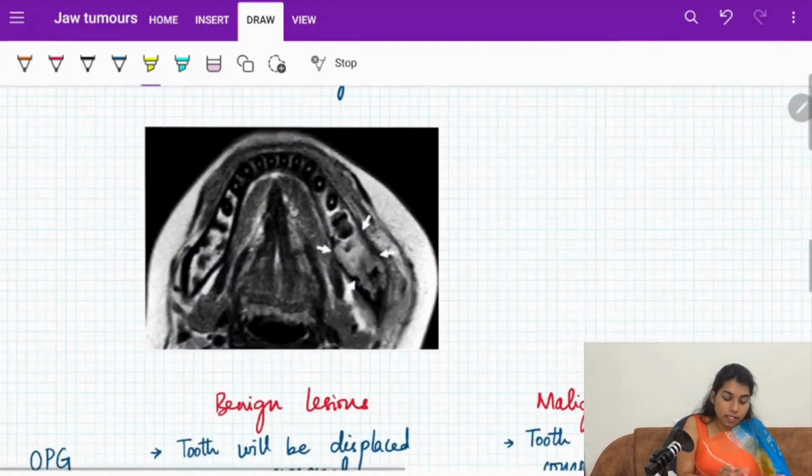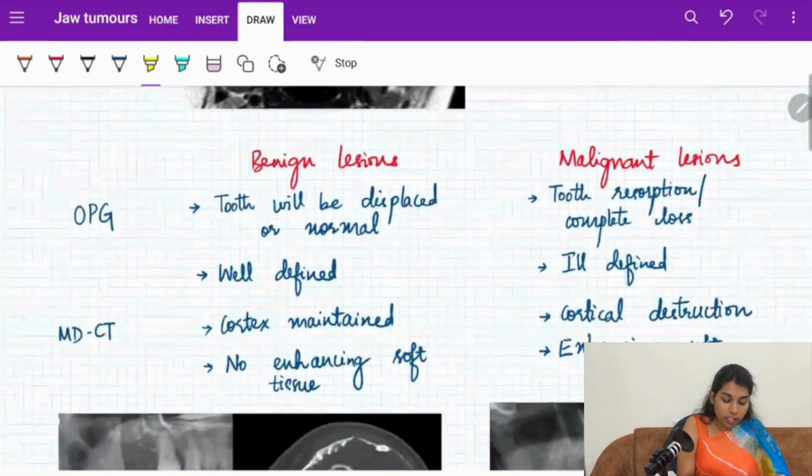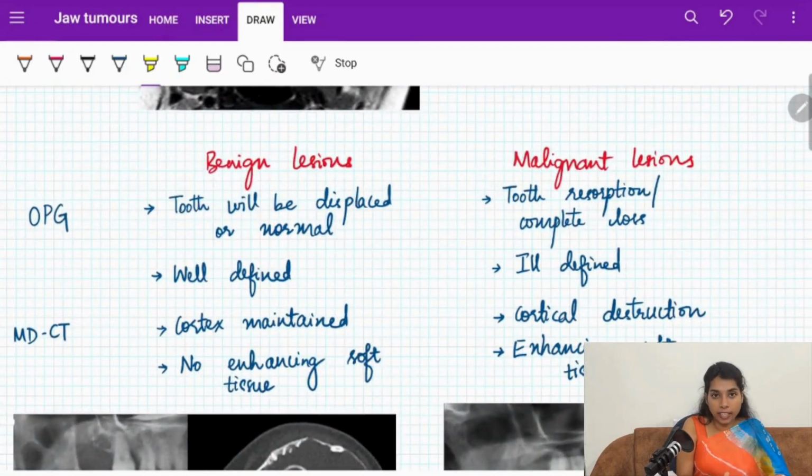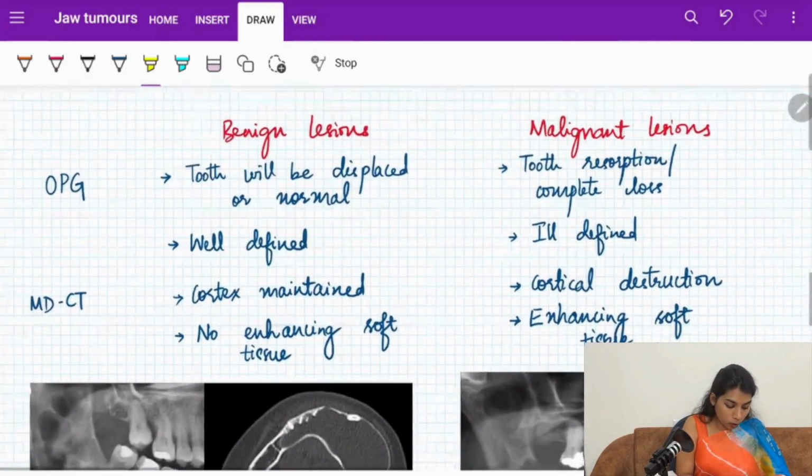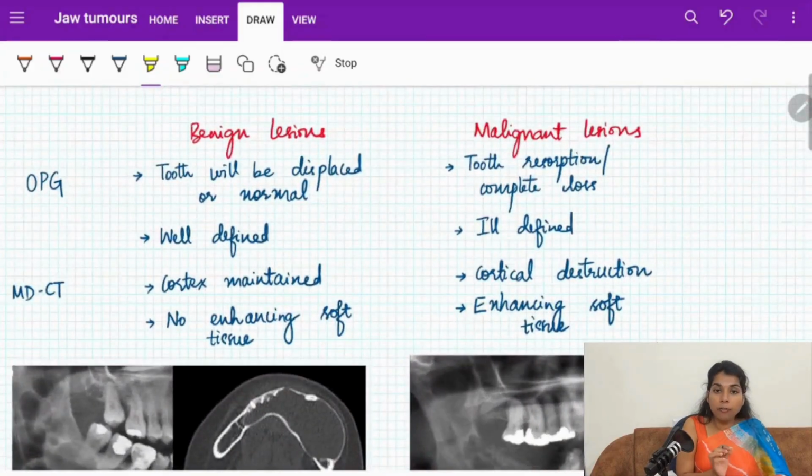Now we'll answer the second most important question, that is the difference between a benign jaw tumor and a malignant lesion. Starting with the OPG. On an OPG, if you're seeing a well-defined lesion and the tooth are normal or either displaced, it is likely a benign lesion. However, if it is an ill-defined lesion, the tooth are either lost or completely resorbed, then it is likely a malignant lesion. Now we look at an example.